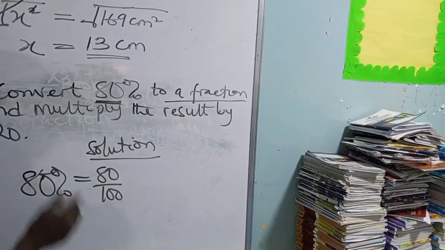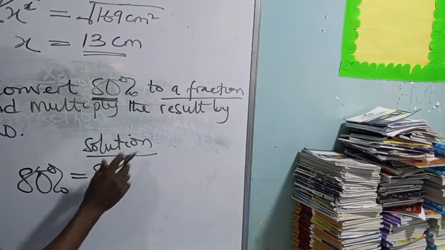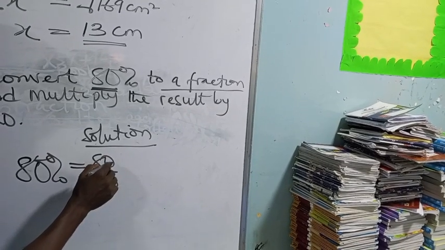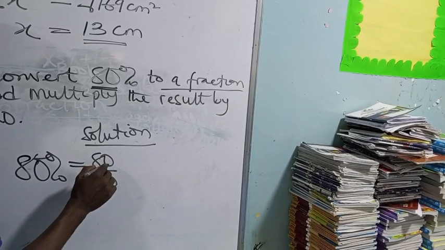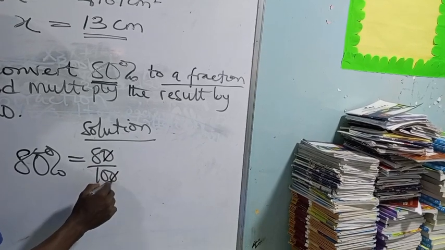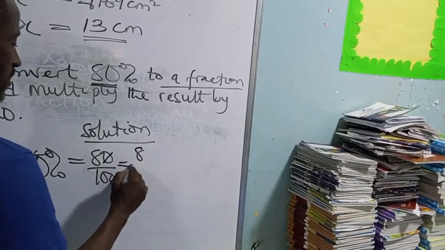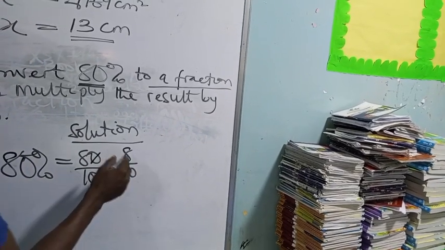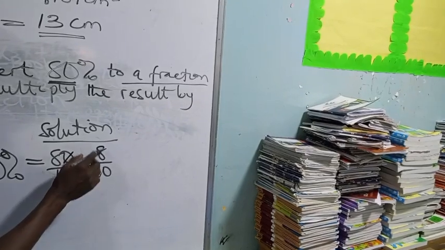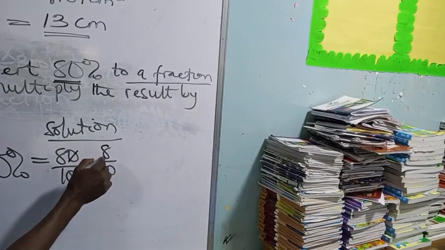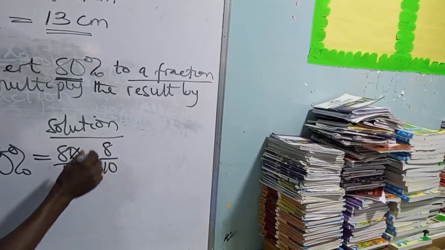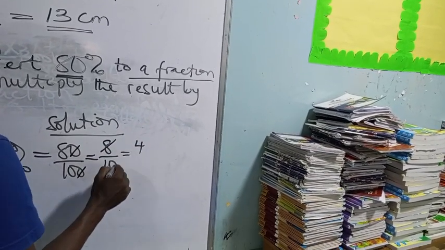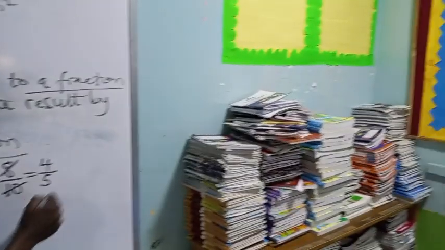So if you have to break it down, both the numerator and the denominator end with 0. So you cancel the first 0, you are left with 8 over 10. The two numbers are even numbers. So one of the characteristics of even numbers is that 2 can divide any even number. So 2 goes there, it gives us 4. 2 goes there, it gives us 5.